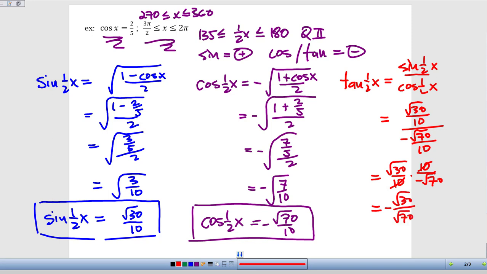We've got a little bit of simplifying to do. First of all, we can reduce that to negative root 3 over root 7, so we can just divide the top and bottom by 10. Then to rationalize, I just need to multiply the top and bottom by root 7. And so we end up with an eventual answer of tangent 1/2 x is equal to negative root 21 over 7.